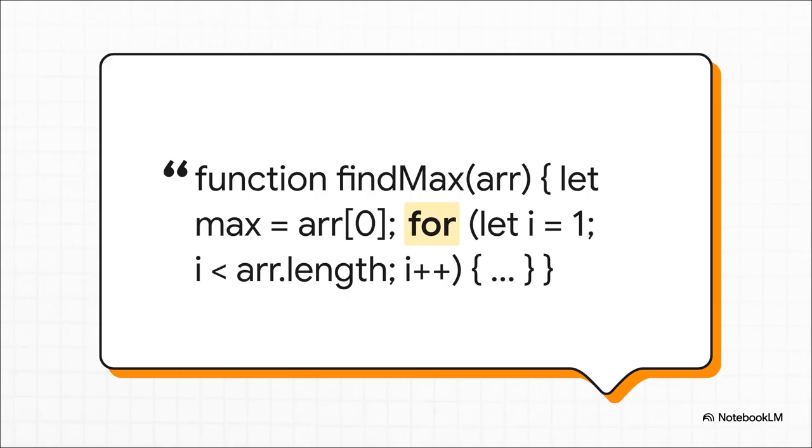A perfect code example for this is a function to find the largest number in an unsorted array. I mean, think about it. To be 100% sure you found the biggest one, you have no choice but to look at every single element at least once. That single for loop, the one that runs through the whole array from start to finish, that is the classic signature of an O(n) algorithm.